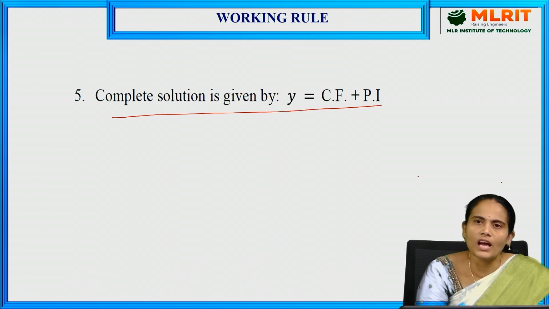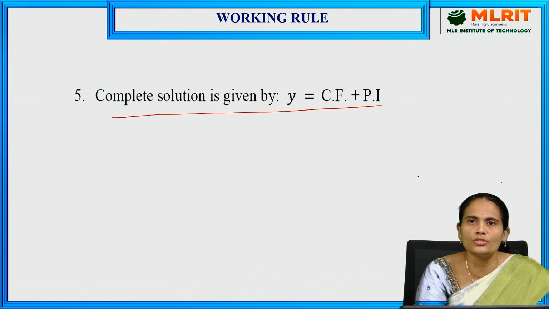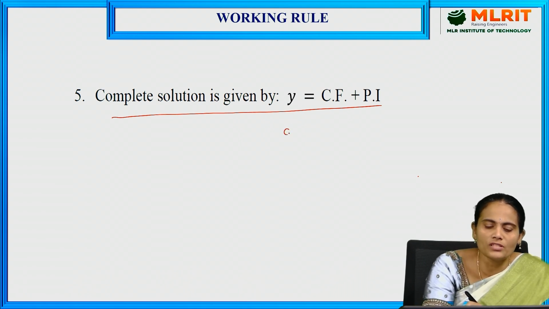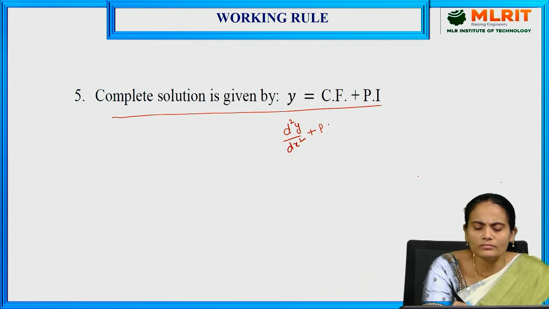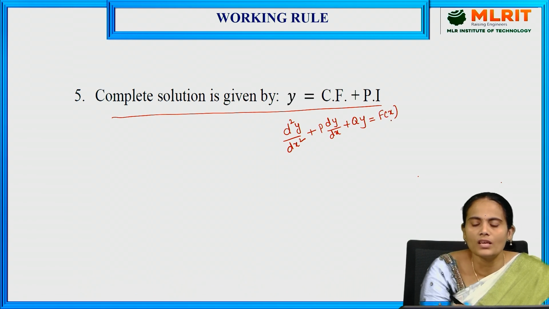Already we have the previous method to find the general solution of second order differential equations, but here we are using another process to find the general solution of the given linear differential equations. What is that method we are using here? The method of variation of parameters. In this method, first we have to check whether the given differential equation is second order, that is d square y by dx square plus p into dy by dx plus q into y is equal to f of x.